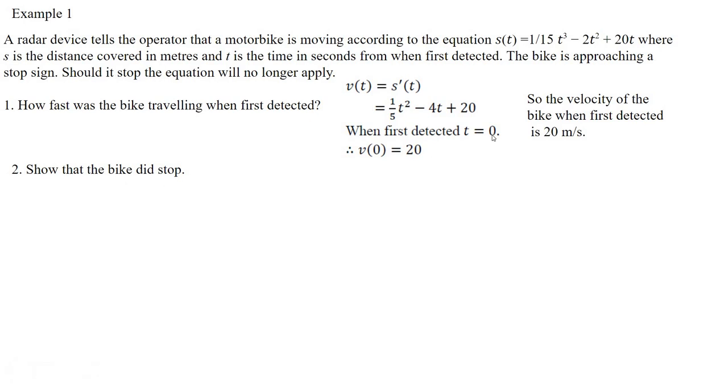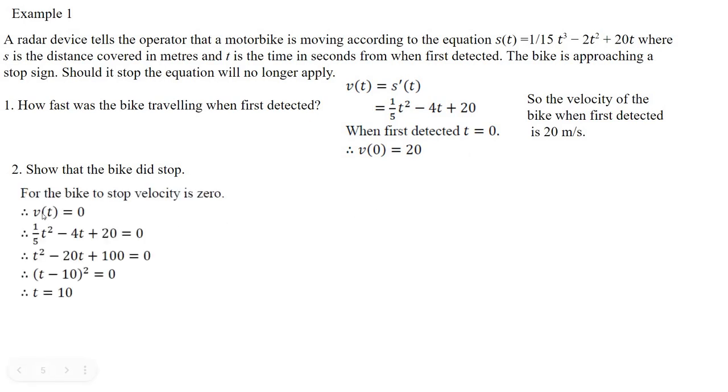Show that the bike did stop. Okay, well that means we need to look at when the velocity is 0. So we take this equation and put it equal to 0, and then we factor it. Multiply everything by 5, and you get that. That's 10t minus 10 squared. That means at 10 seconds, it comes to a stop. The velocity will be 0.